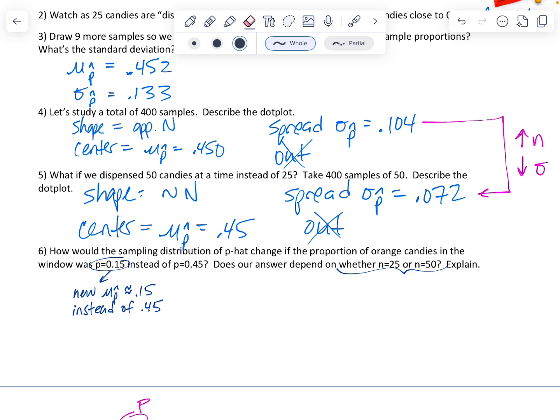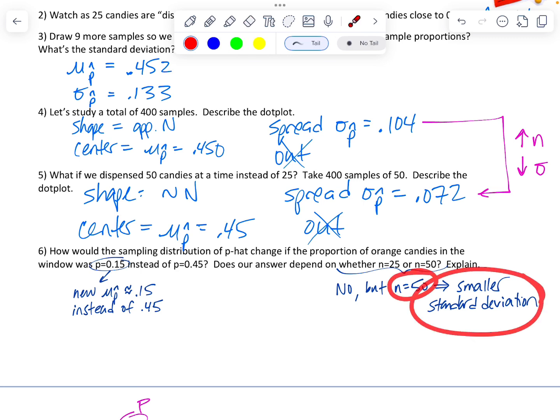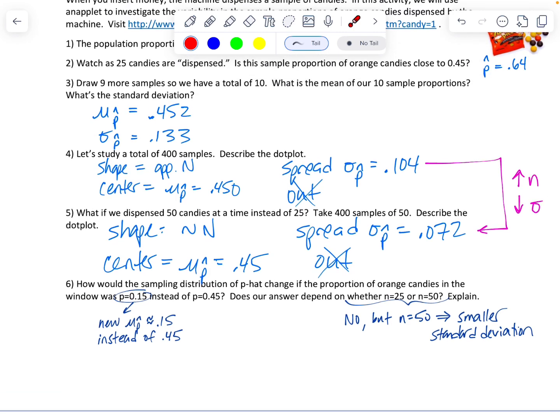Does our answer depend on whether n equals 25 or n equals 50? Not really. But you know what happens when n equals 50. We have a smaller standard deviation. We saw that right here, and you can play around with that machine also. That's just a very brief introduction, again, to proportions.